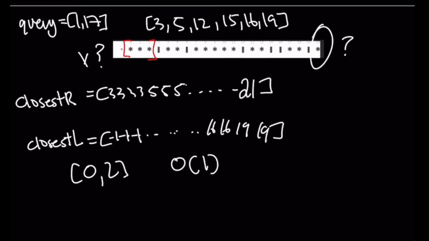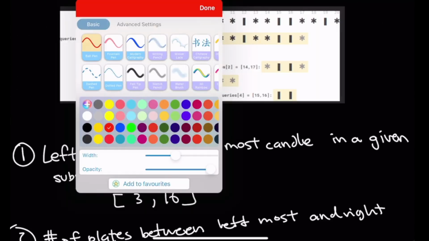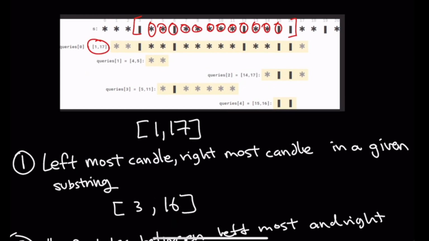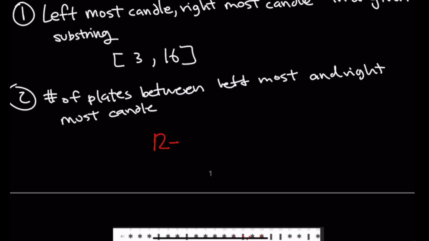Then since we solved the first problem, let's go to the second problem. If you look at the given example again, there are exactly 1, 2, 3, 4, 5, 6, 7, 8, 9, 10, 11, 12 spots where the plates can be placed. And within those 12 spots, there are 3 candles. Therefore, we subtract 3 from 12 to get the answer of 9.